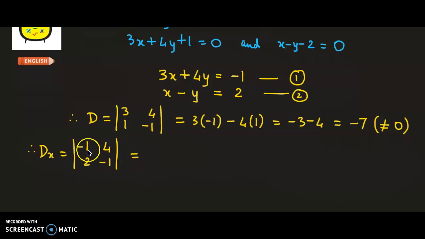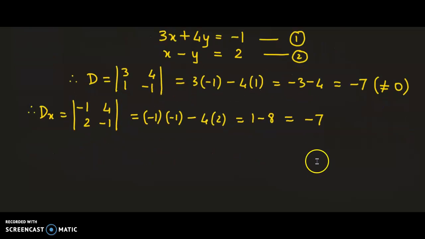We proceed further. So minus 1 into minus 1 minus 4 times 2. So this product is 1 minus 8. So we get negative 7.